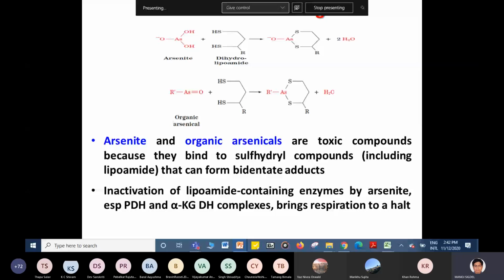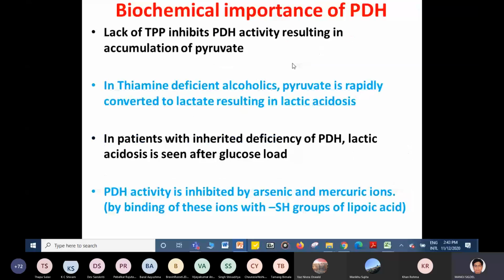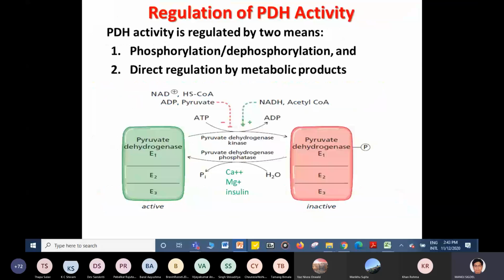Okay, now let's see the regulation. Regulation of pyruvate dehydrogenase activity. How is it regulated? After studying each biochemical pathway, we also study its regulation, because we have to know how they are regulated. This pyruvate dehydrogenase enzyme is regulated by two means. One is phosphorylation and dephosphorylation, and the other is direct regulation by the metabolic products.